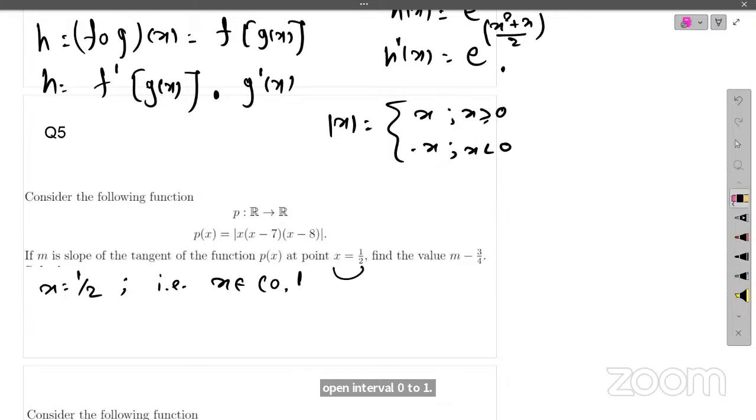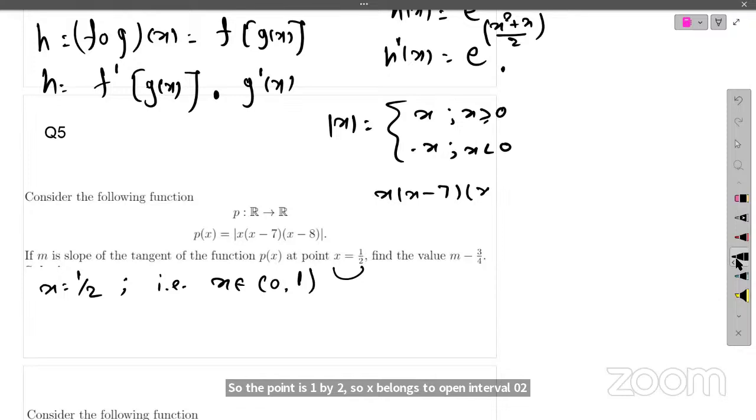So the point is 1 by 2. So x belongs to the open interval 0 to 1. If you observe this polynomial, x into x minus 7 into x minus 8, and take any point between 0 to 1, then this x will give us a positive value, right? Because it's a point between 0 to 1. So the value of x will be positive.